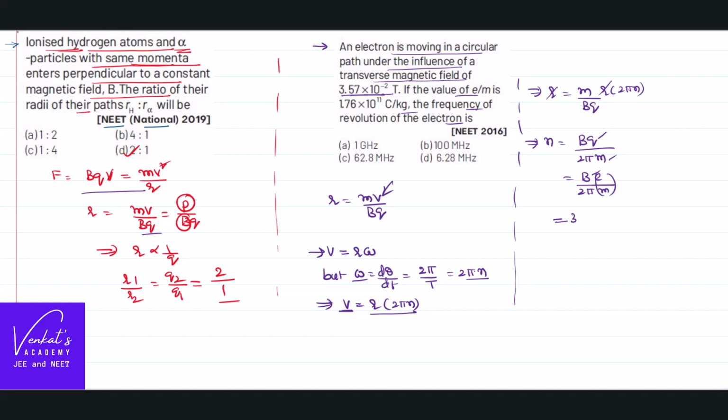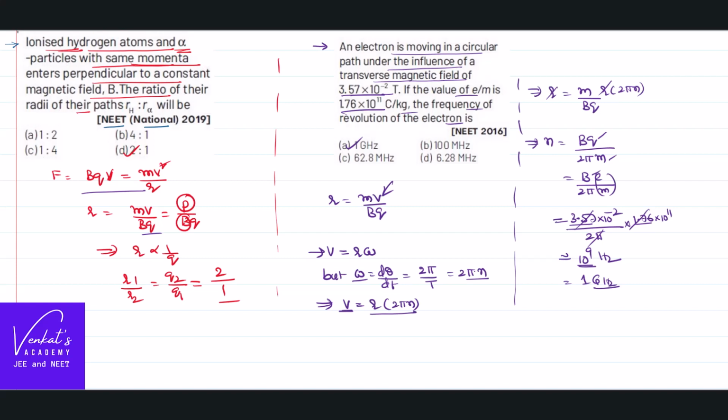B is given for you as 3.57 into 10 power minus 2 by 2 pi. e by m is given for you as 1.76 into 10 power plus 11. If you notice carefully, this 3.57 and 1.76 is very close to 2 pi, both of them can be cancelled. So, what is remaining is 10 power minus 2 and 10 power plus 11, that is 10 power plus 9. So, frequency is 10 power 9 Hz, that is 1 gigahertz. That is the answer for the problem.